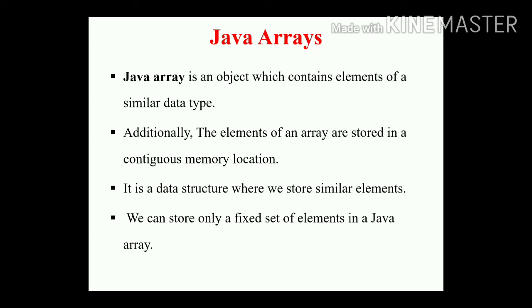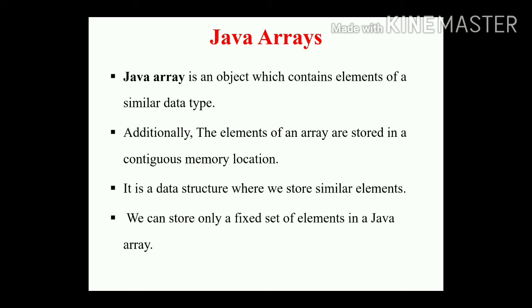The elements of an array are stored in a continuous memory allocation. It means we can store array elements one by one. It is a data structure where we store similar elements. A Java array is a data structure where we store elements which are similar.